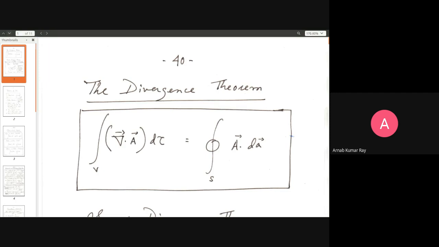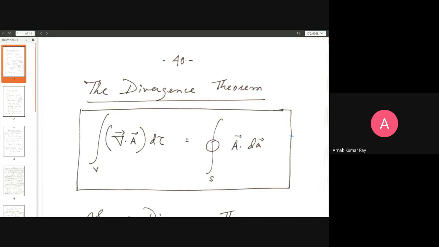Volume, by definition, is... whoever asked me the question, or whoever else, please mute the mic now. Please mute the mic. There's some noise coming.